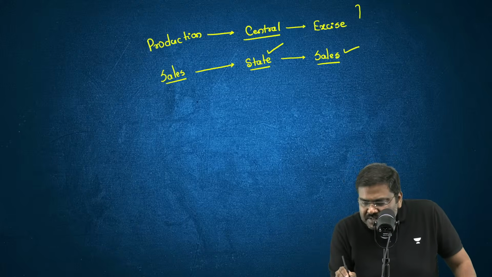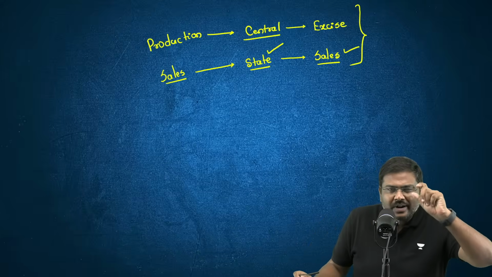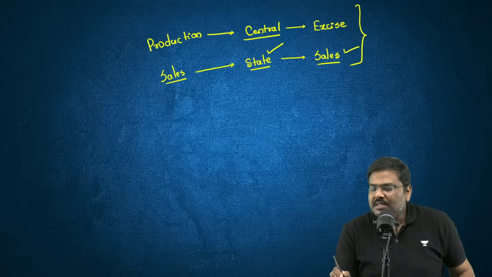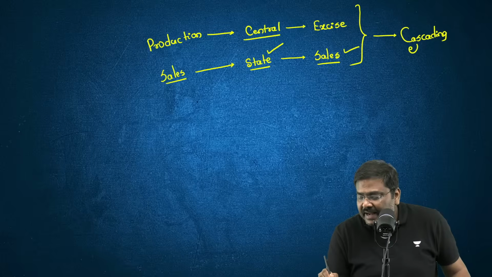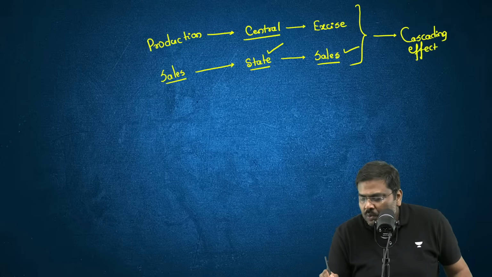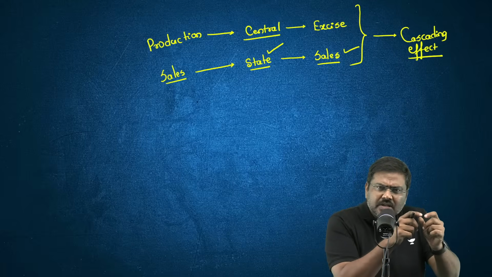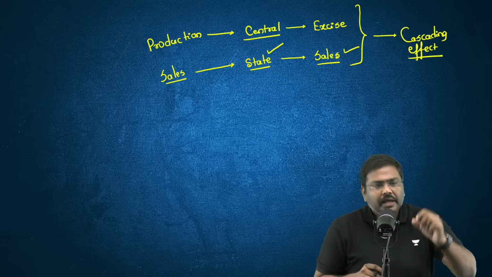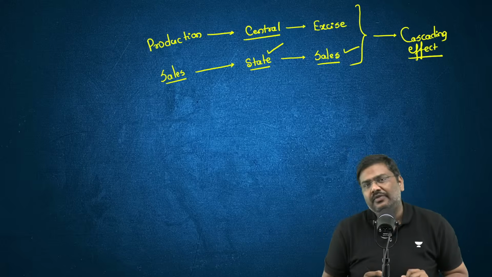But this kind of structure, where different taxes are imposed by different governments at different levels, actually led to a cascading effect. What do you mean by cascading effect? Simple. You are going to impose a tax on an existing tax. I'll repeat the statement. If you impose a tax on an existing tax, that is called a cascading effect.